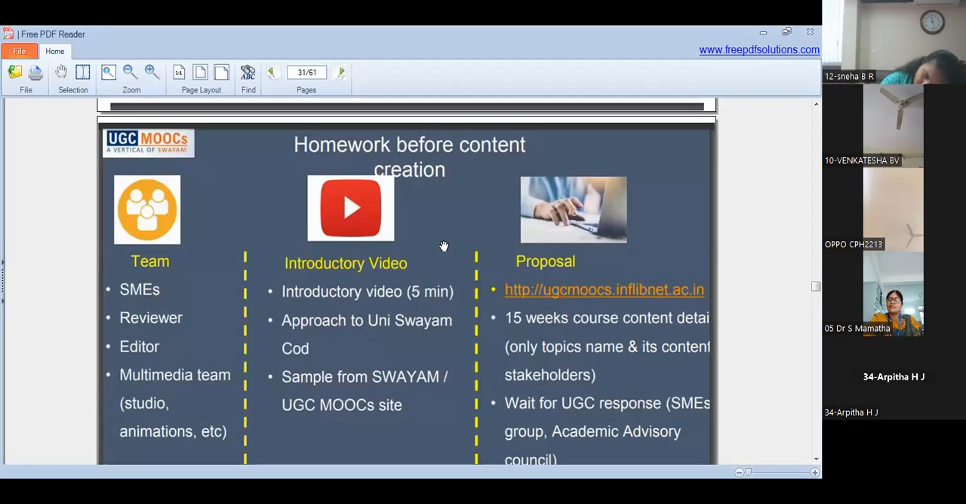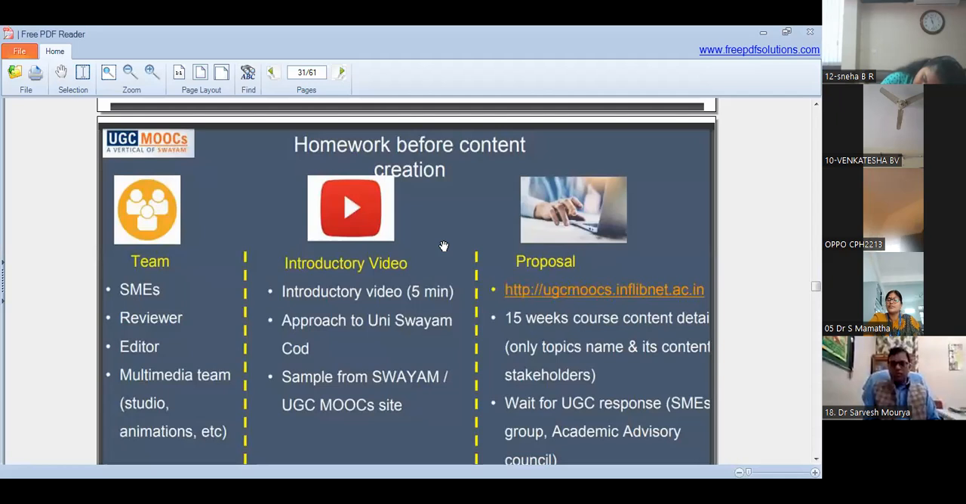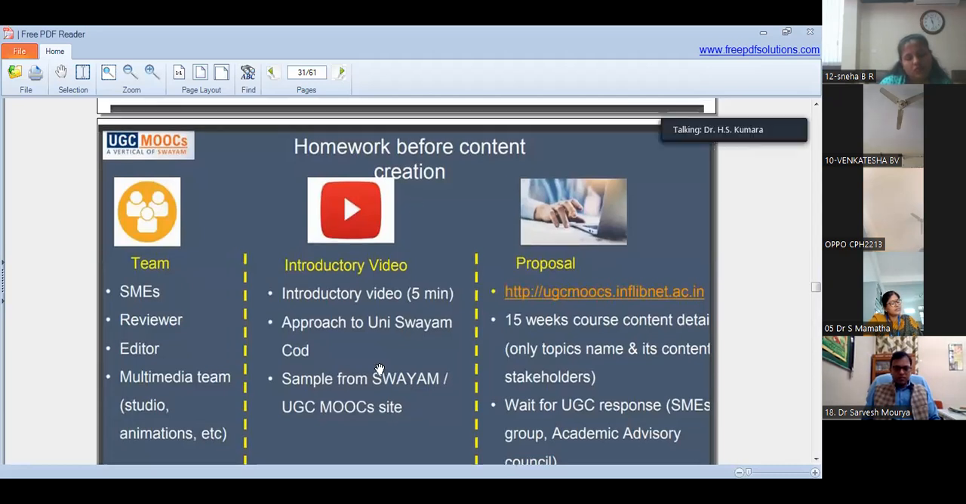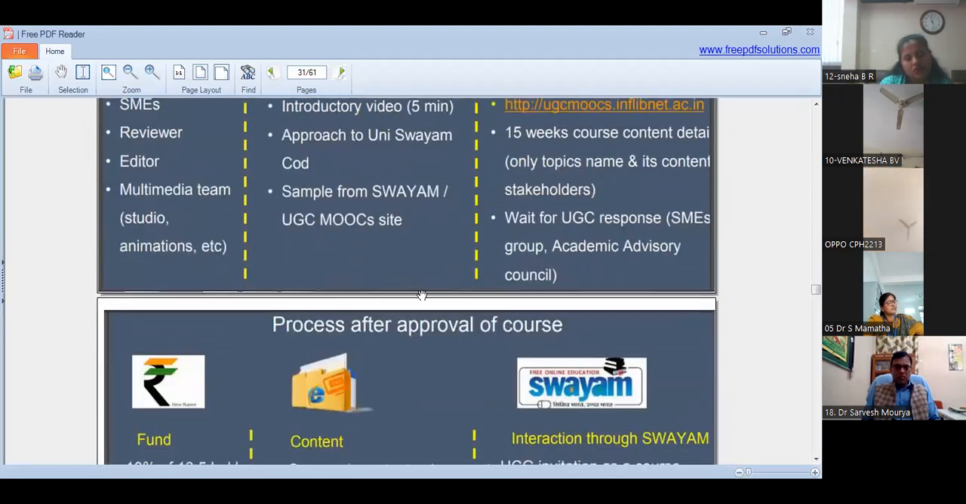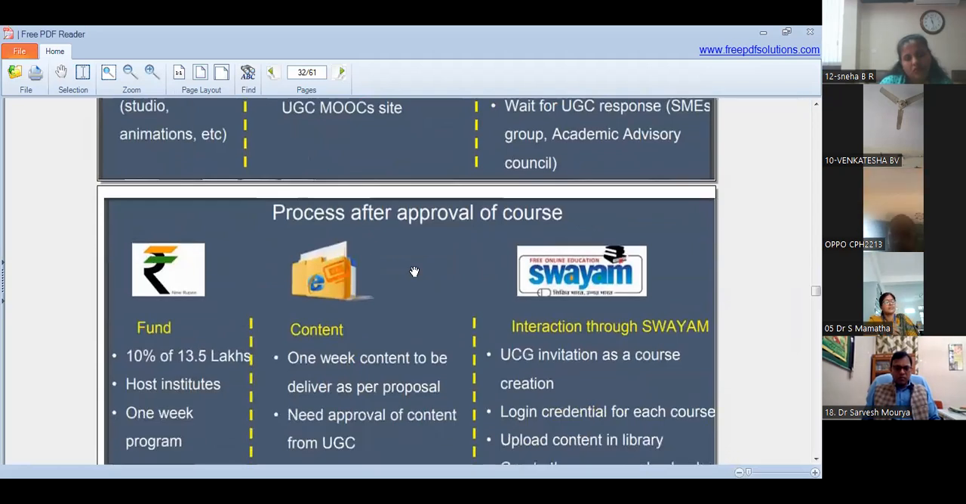Then, based on whatever proposal you have submitted, there is a screening committee constituted by the University Grants Commission. They will look into your proposal, as well as the various modules and the introductory videos. Then they will decide whether that particular course is accepted or not. In earlier cases, they allowed an interface meeting with all the course coordinators as well as the principal investigator.